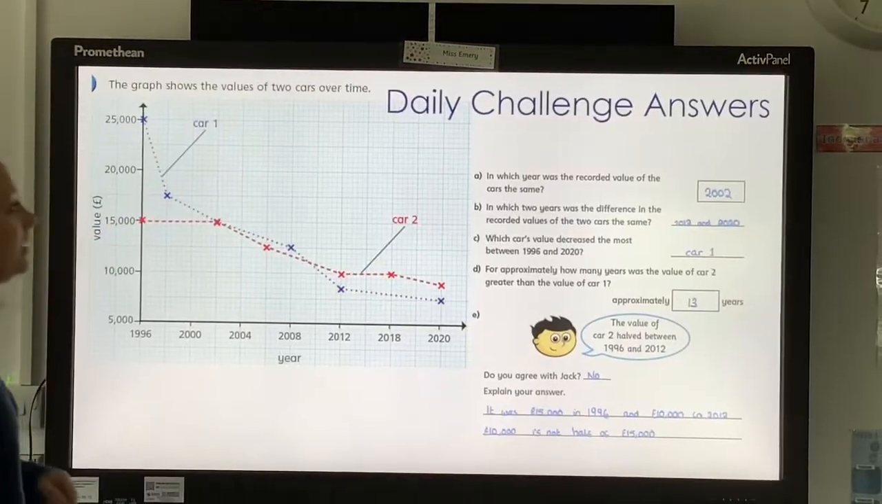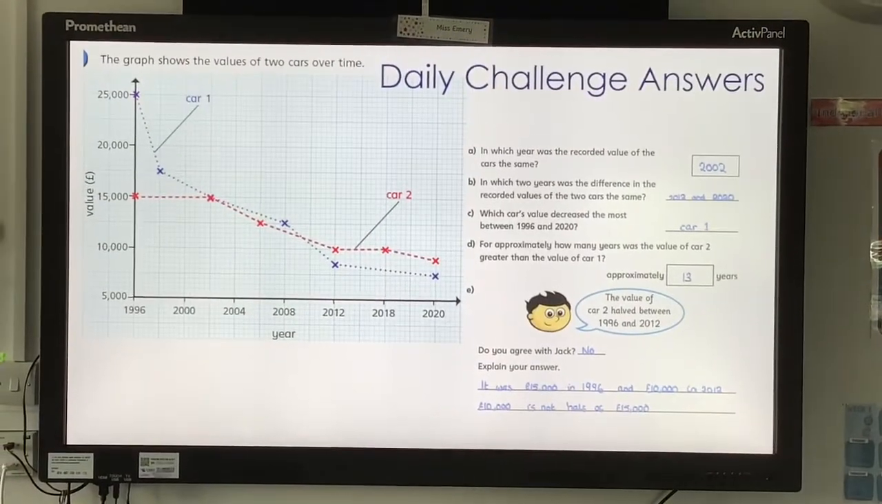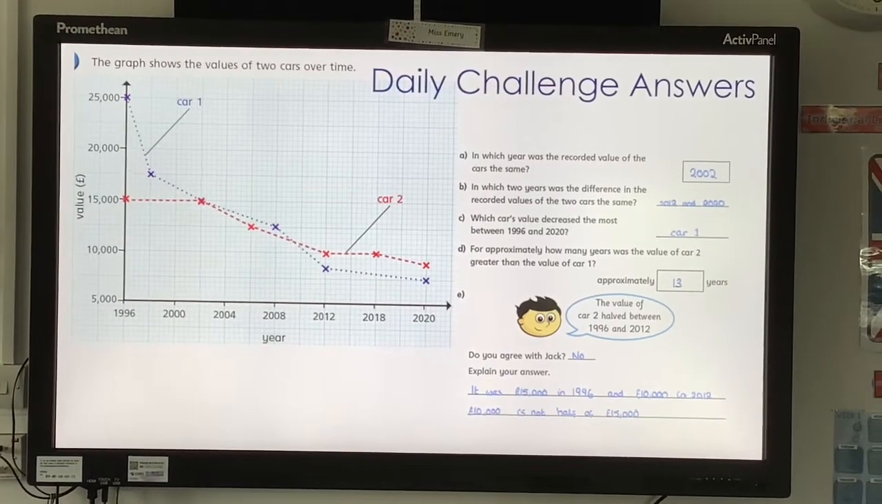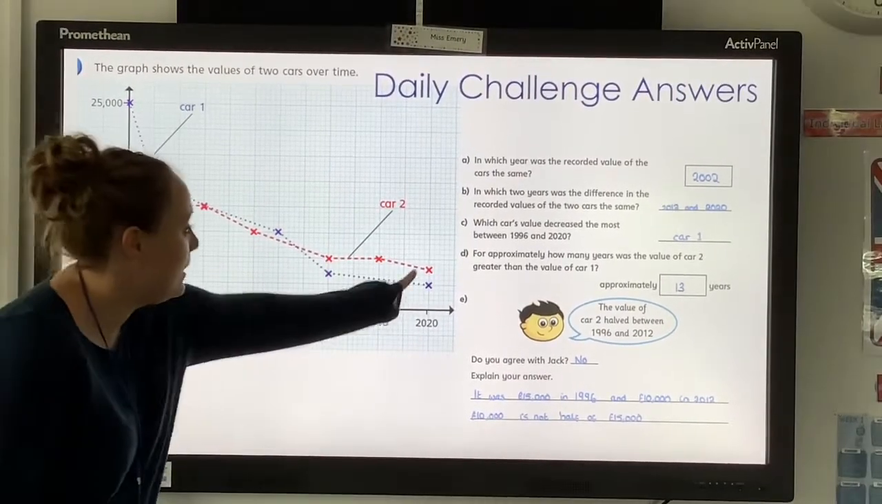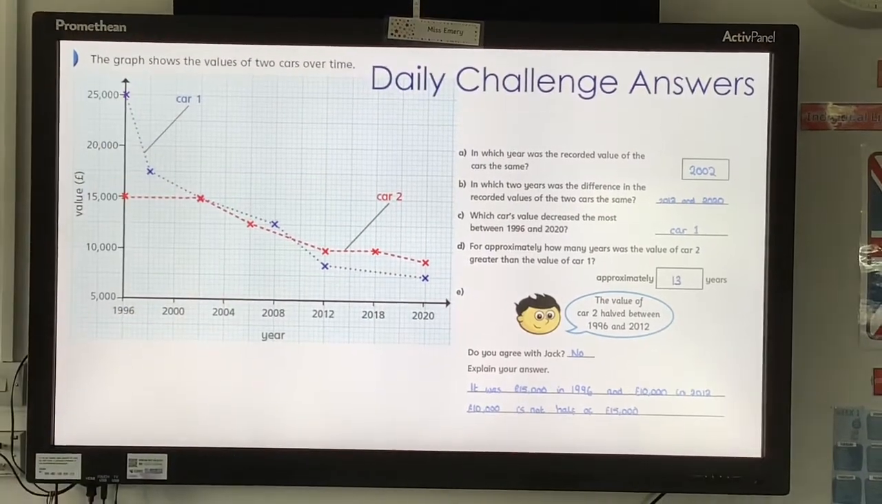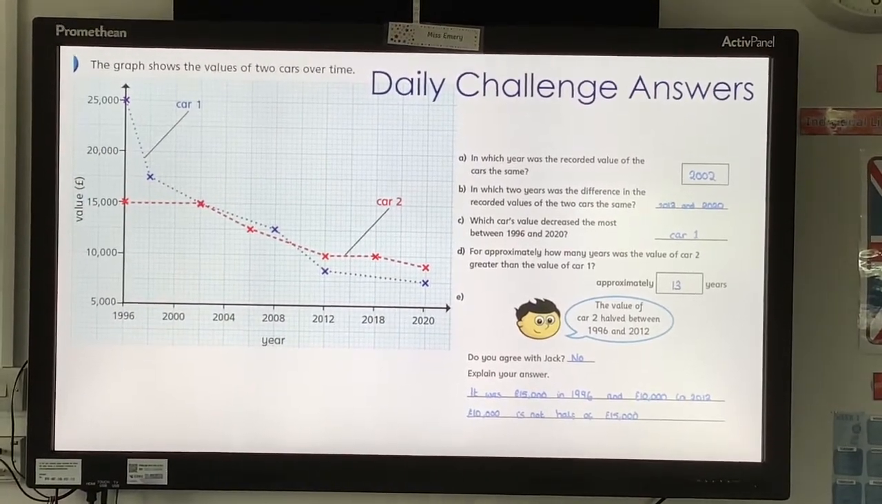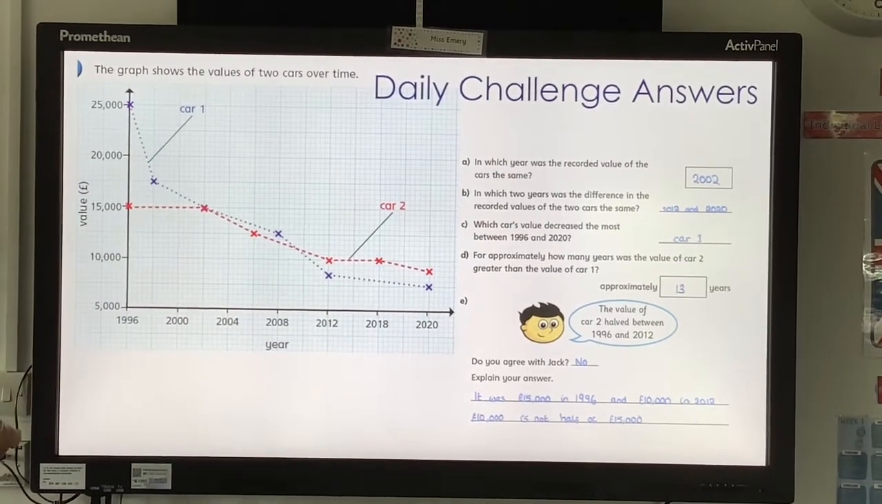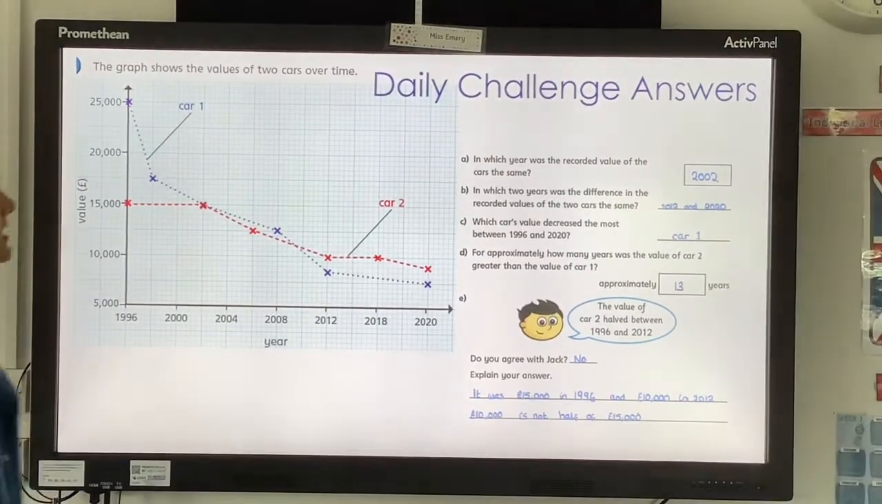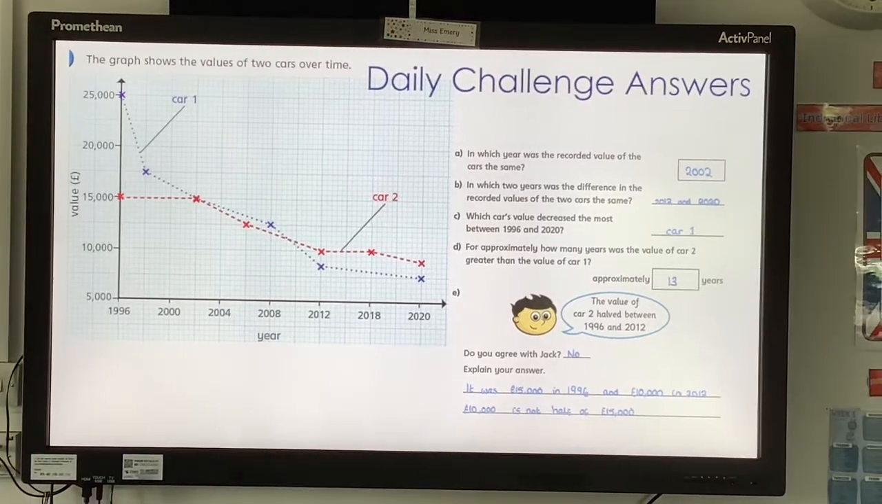That's impressive. So, in which 2 years was the difference in the recorded values of the two cars the same? So that is 2012 and 2020. Then, in which car's value decreased the most between 1996 and 2020? So that is car 1.